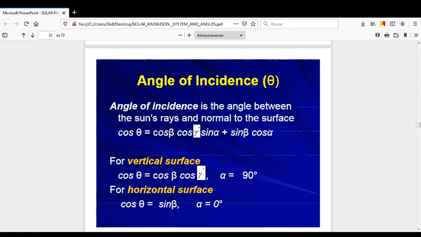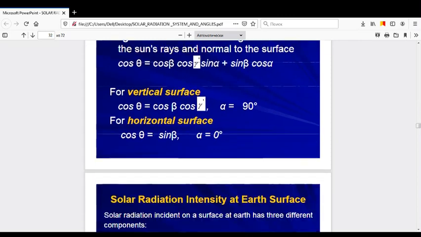Angle of incidence theta. The angle of incidence is the angle between the sun rays and the normal to the surface. Cos theta is equal to cos beta cos gamma sin alpha plus sin beta cos alpha. For a vertical surface, cos theta is equal to cos beta cos gamma, where alpha is equal to 90 degree. For a horizontal surface, cos theta is equal to sin beta, and alpha is equal to 0 degree.